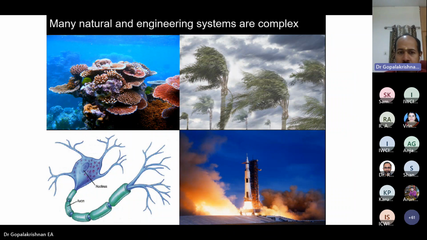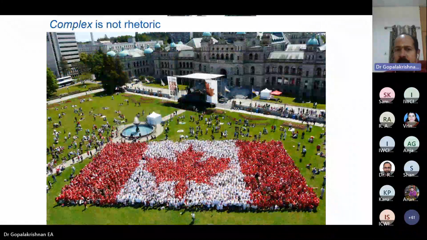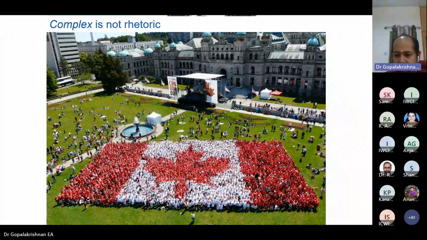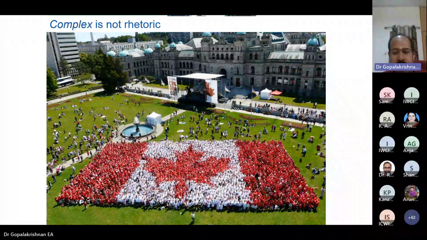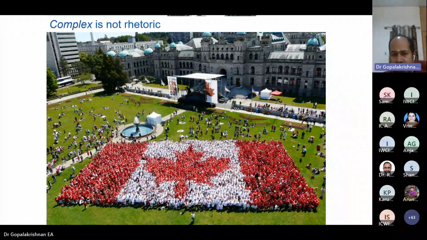Now, when we say we can model them as complex systems, what exactly do we mean by that? And what does the word complex mean? The word complex here is not used in a rhetorical sense. In our usual language, we use the English word complex to sound like complicated. Here, in the complex systems domain, we use it in a very different way. You could see here a pictorial representation.